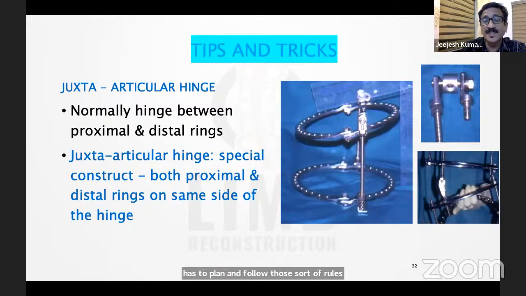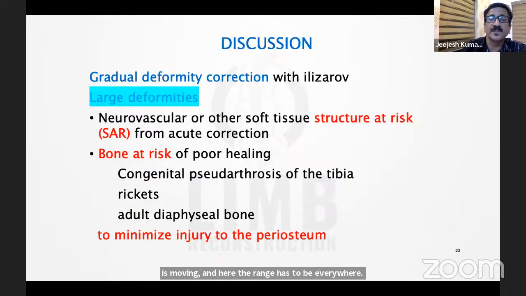And you should also know what the juxta-articular hinge is. Normally the hinge is between the first and second ring, and here the proximal and distal ring. And here the hinge has to be away from the ring, that is, near to the joint.